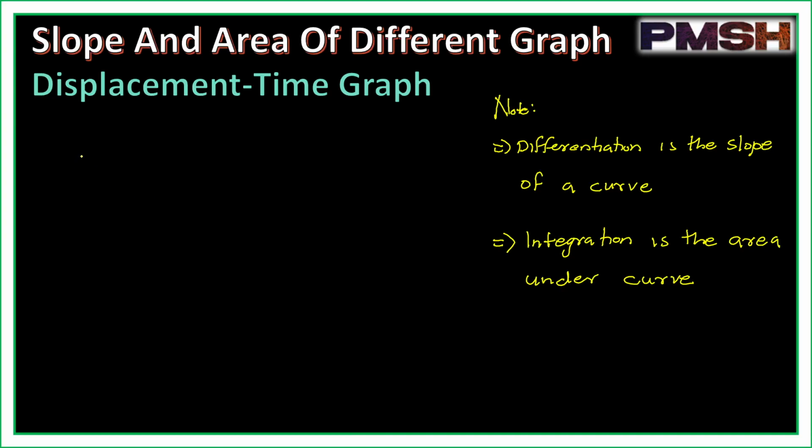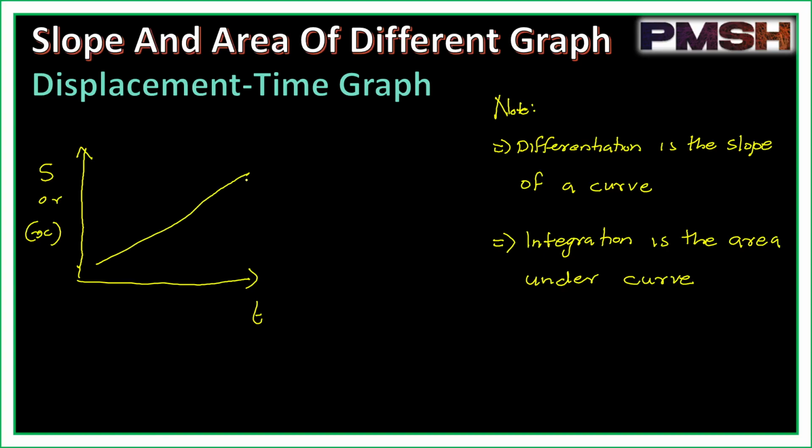Let us draw a displacement time graph. This is T and here is displacement. You can put it as S or you can mark it as X. Suppose this is a displacement time graph and on this graph there are 2 points. One of the points is T1 comma x1. The first point coordinates are T1 comma x1.